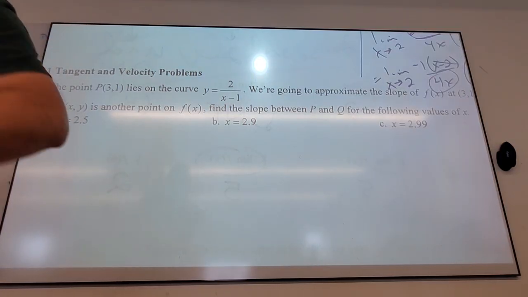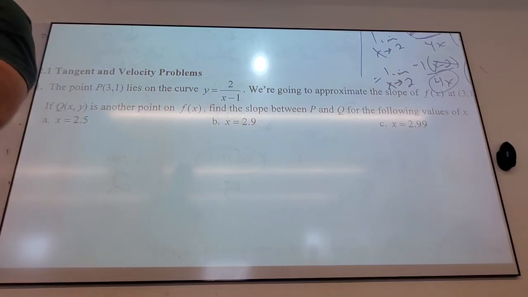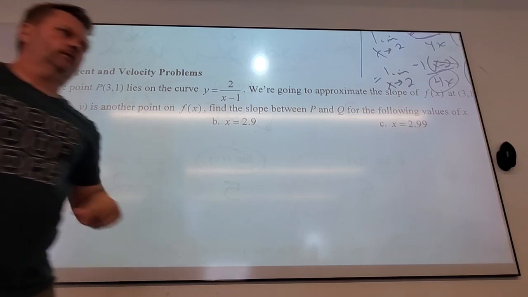The reason I don't like doing 2.1 first is that it makes it feel like all the limit stuff is just for this. This is one thing we can use limits for. Okay, so 2.1 needs us to create a table, like we did on the other side.